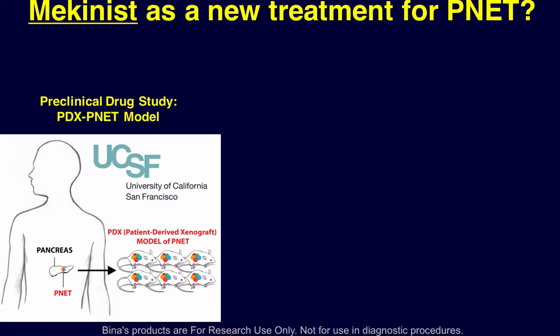These animals can then be tested and treated with a variety of drugs, and in this case we're going to be testing Mekinist, and see what the effect is on the growth and the survival of this xenograft pancreatic neuroendocrine tumor, and see if we can build a case to support future human trials from data we can collect from this model.